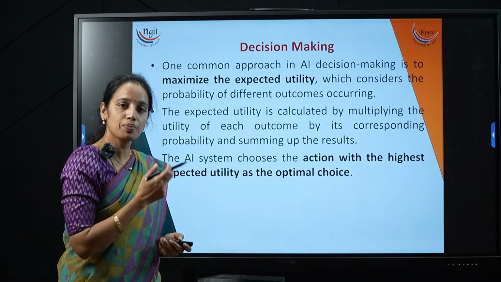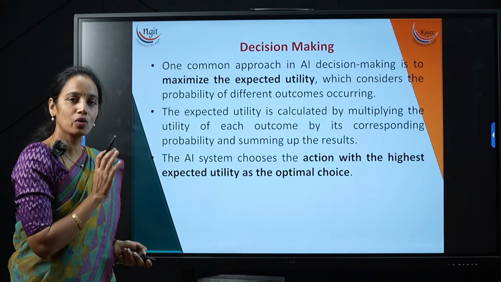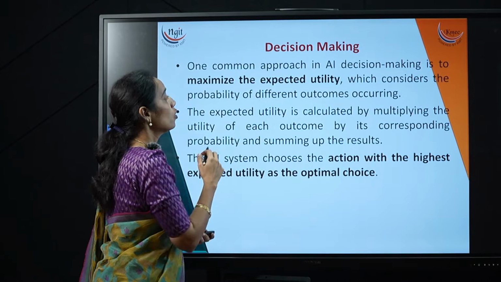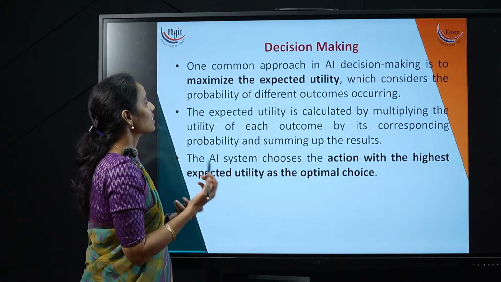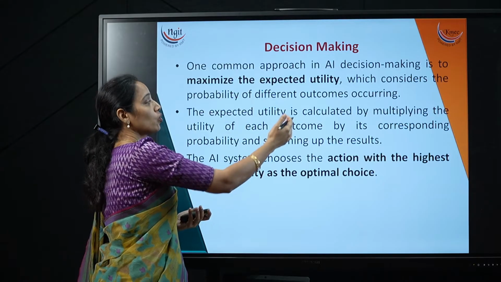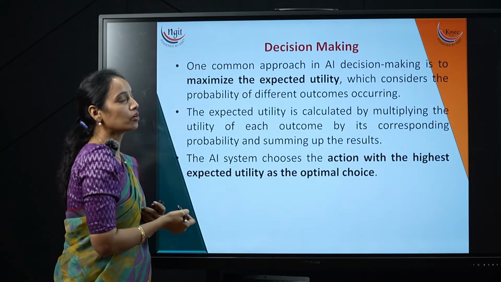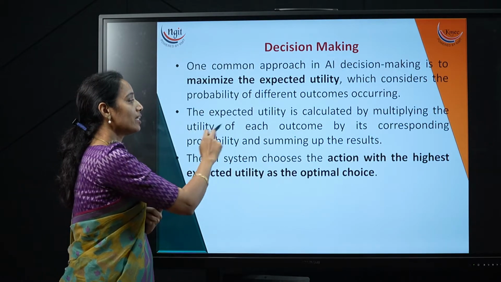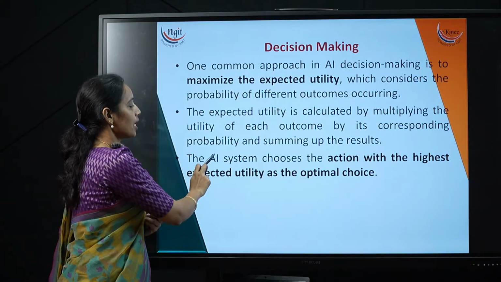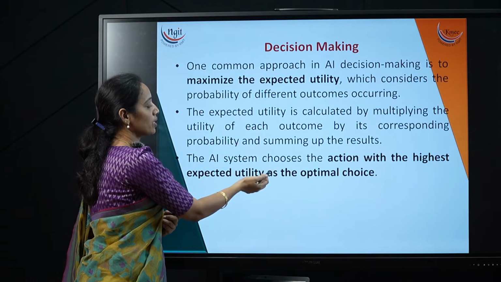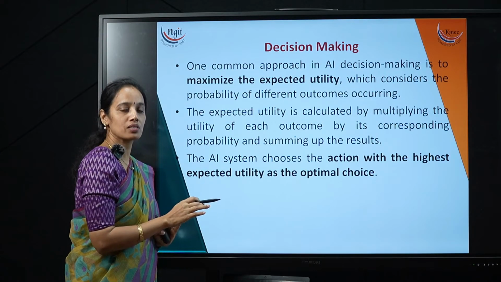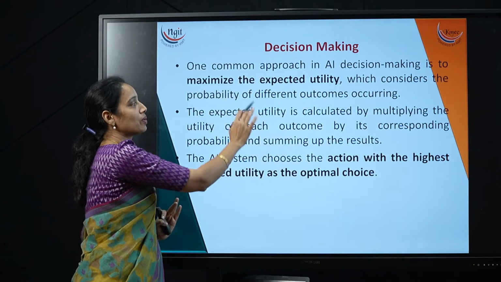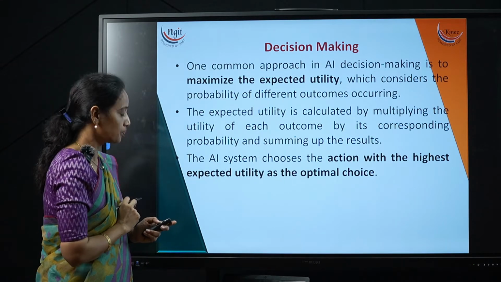One more important concept in utility theory is decision making. For decision making, generally we use this utility theory. One common approach in AI decision making is to maximize the expected utility, which considers the probability of different outcomes occurring. This expected utility is calculated by multiplying the utility of each outcome by its corresponding probability and then summing up the results. The AI system chooses the action with the highest expected utility as the optimal choice. The action with the highest expected utility will be the optimal choice for this decision making AI system.